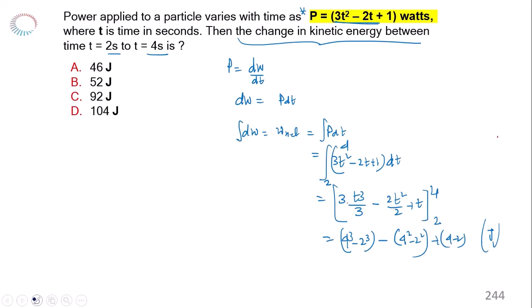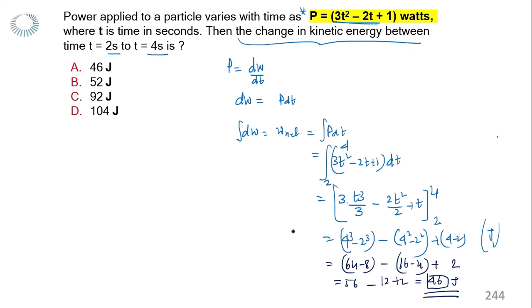So the total work done comes to be 4 cube means 64 minus 8, minus 16 minus 4, plus 4 minus 2 means 2. 64 minus 8 is 56, minus 12, plus 2 means 46 joule. So 46 joule is the total change in energy.